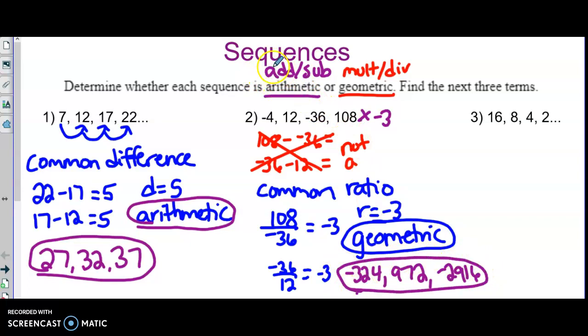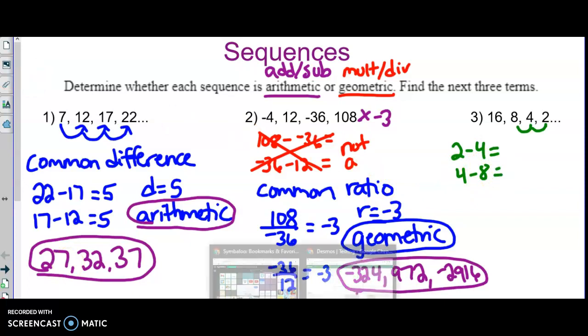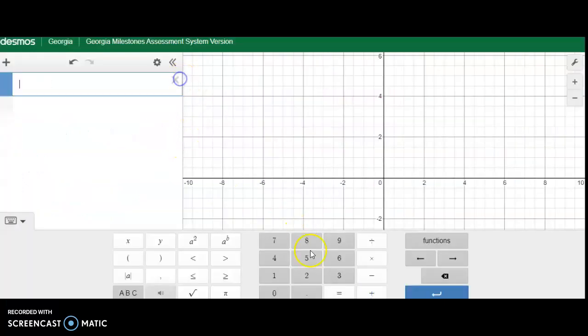All right, so let's look at the next one. We're trying to determine first if it's arithmetic or geometric. So remember, for it to be arithmetic, it has to have a common difference. So let's go ahead and try the common difference. Let's start with 2 minus 4, and then let's do 4 minus 8. If they're the same thing, then it is arithmetic. So let's just try it.